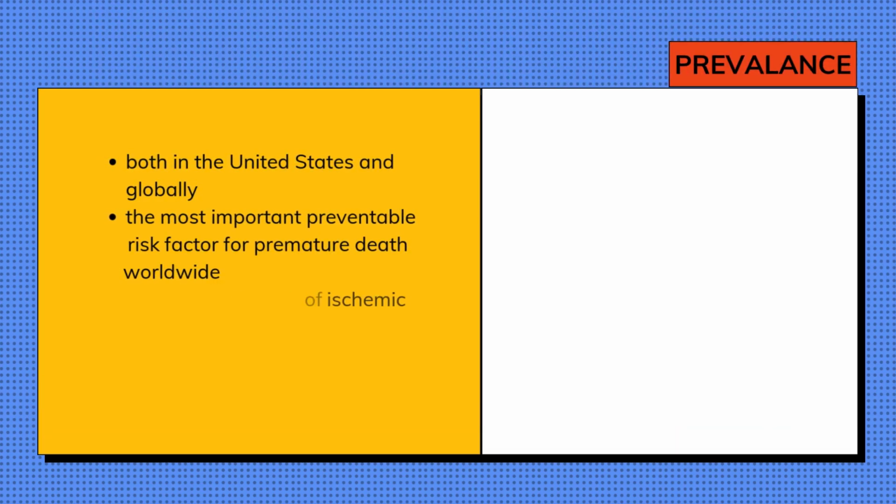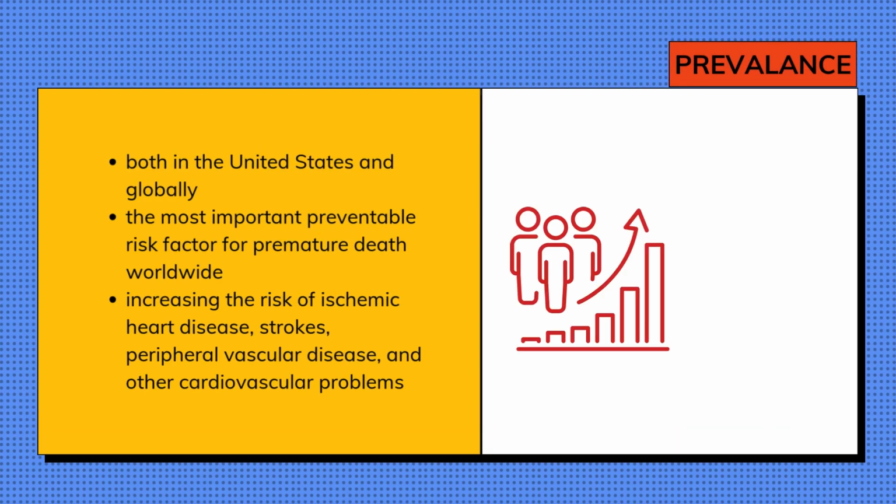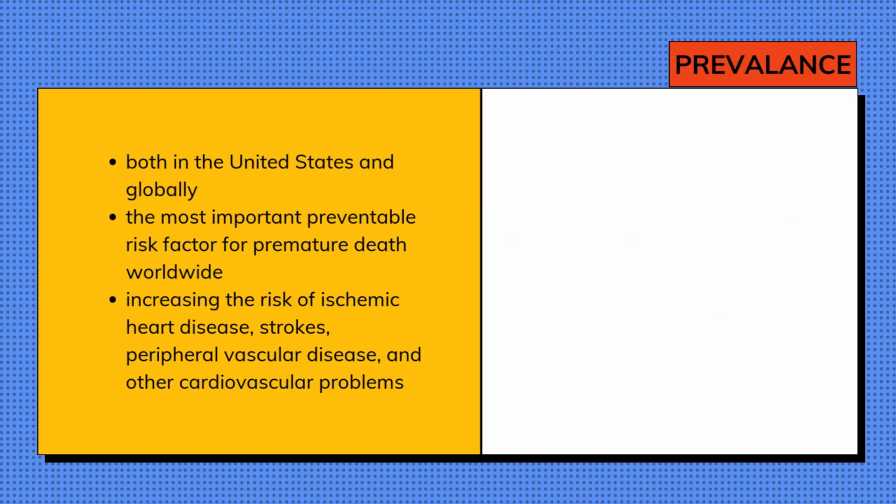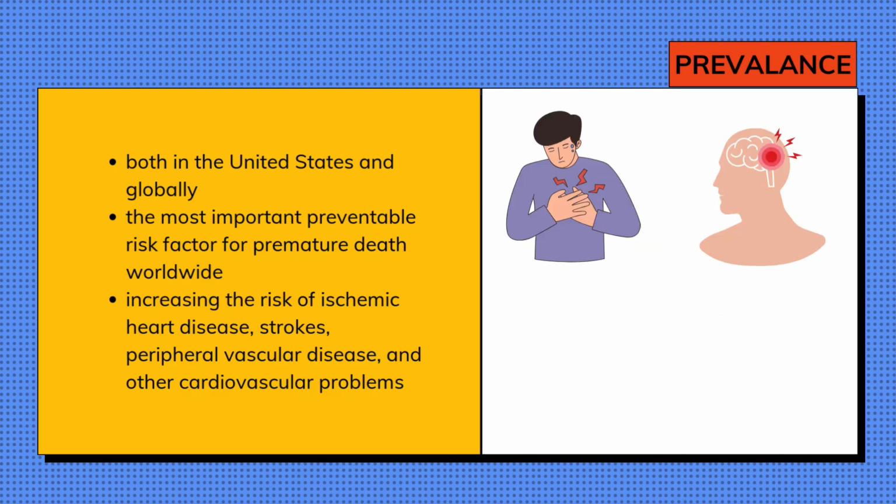Prevalence. Hypertension is a prevalent condition both in the United States and globally. It is the most important preventable risk factor for premature death worldwide, increasing the risk of ischemic heart disease, strokes, peripheral vascular disease, and other cardiovascular problems.